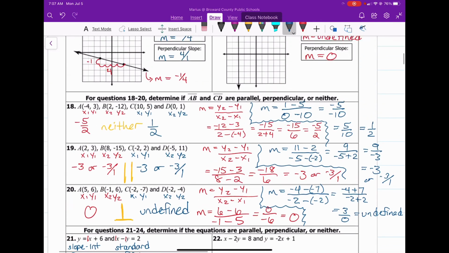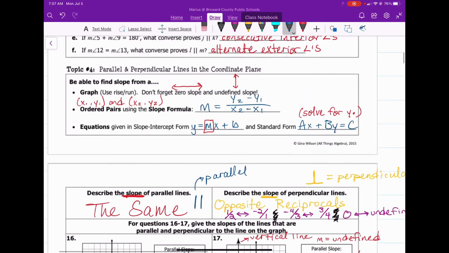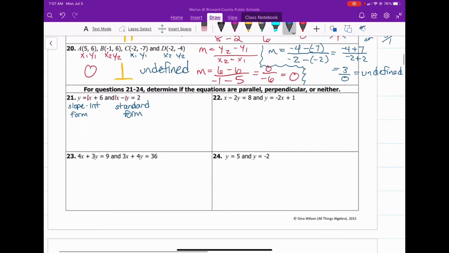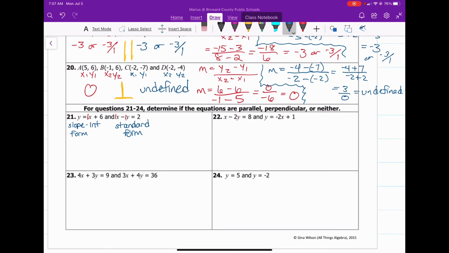Now, if you remember up here, we wrote that if it's in slope-intercept form, the slope is the coefficient of the x variable. But if it's in standard form, we have to solve for y. So if we go back down here, as we look, the first equation is in slope-intercept form. So for the first equation, m is equal to positive 1. But for the second equation, we have to solve for y in order to figure out what the slope is.